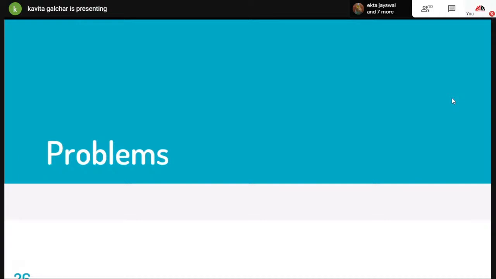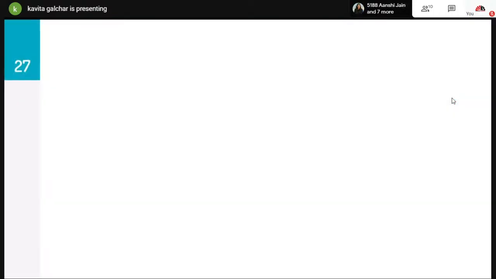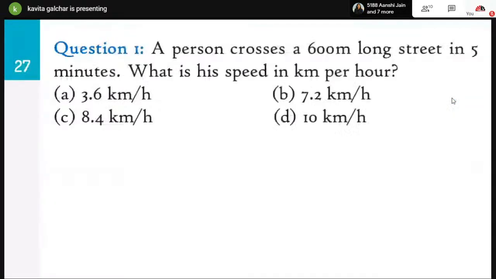One should focus on what is given, what needs to be calculated, and what is the relation between them. It means you need to play with the parameters, that is speed, distance, and time. See, the first problem: a person crosses a 600 meter long street in 5 minutes. What is his speed in kilometer per hour?